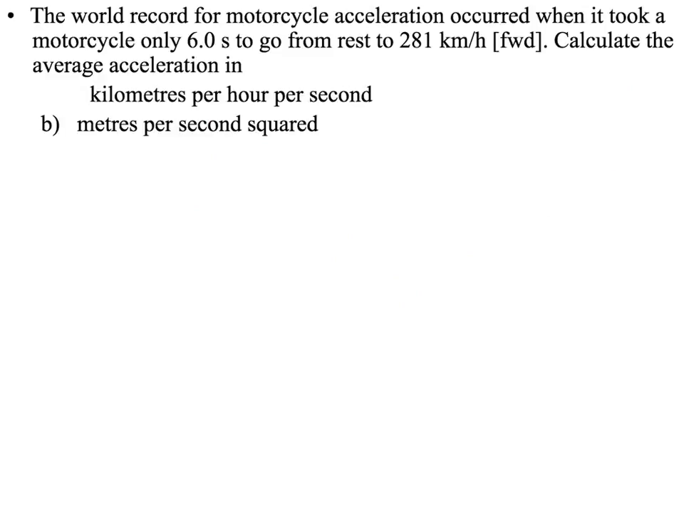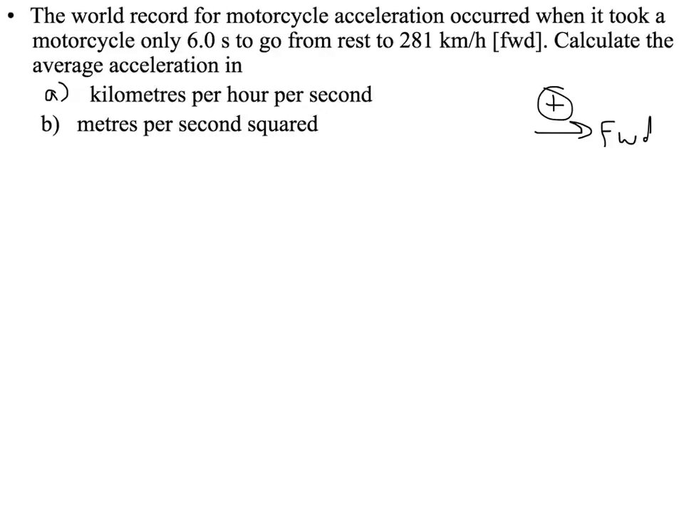The world record for motorcycle acceleration occurred when it took a motorcycle only 6 seconds to go from rest to 281 kilometers per hour forward. Calculate the average acceleration in A, kilometers per hour per second, and B, meters per second squared. So, first of all, let's set up our positive directions. We're going to call this forward, and we're going to call that positive.